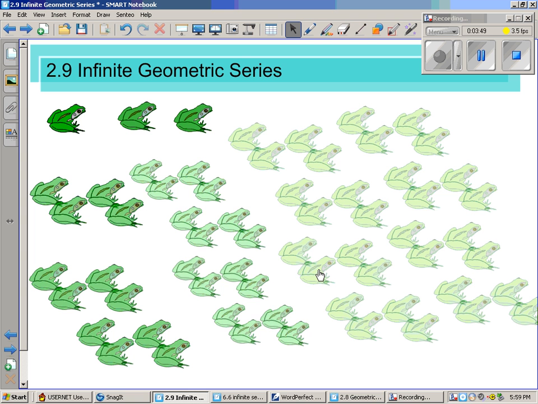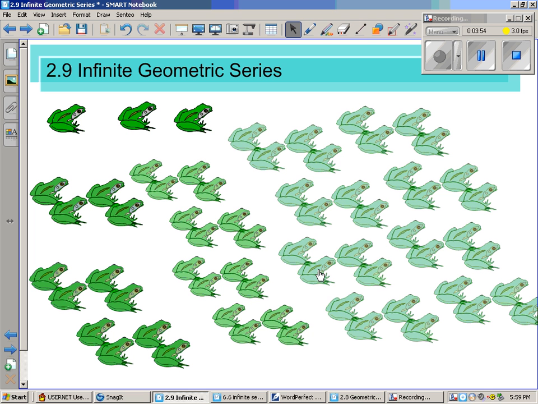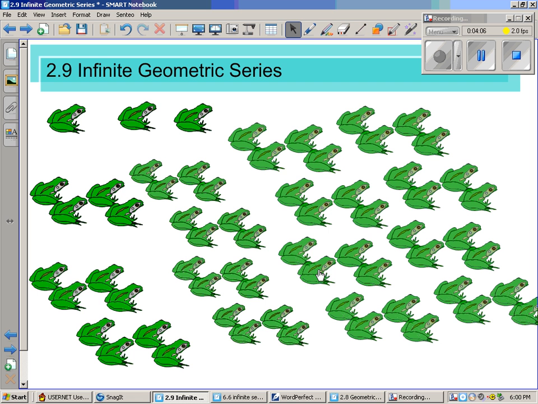So this shows infinite growth. There's something special that happens. If my growth factor is less than 1, it's going to approach 0, so I can add that up. It's getting smaller each time. But if my growth factor is bigger than 1, like this doubling of my frogs, the frogs keep multiplying. They get bigger and bigger and bigger. I'm never going to be able to add it up. It's exponential growth.